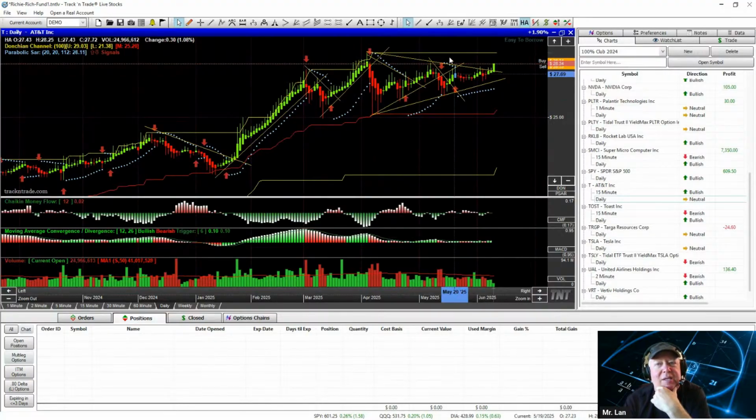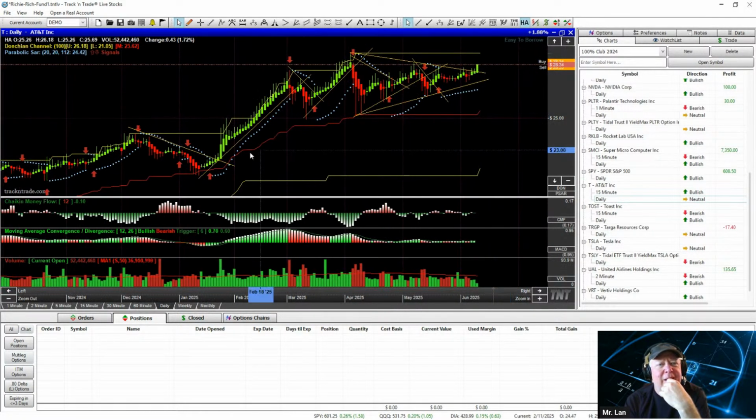AT&T. If you want to get into AT&T, I think it's in the 100% club. It must have been a 100%er. I don't know if it is or not, or if I just stuck it in there. But it had a big run. I think it is in the 100%er. Look at that. It's popping right now. It's popping out of that triangle formation. And they give a dividend. It's a shitty one, but they give you one.